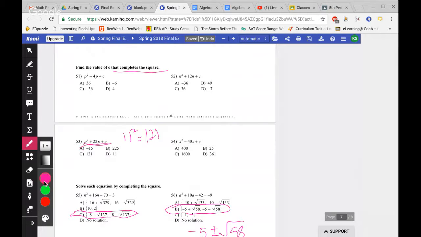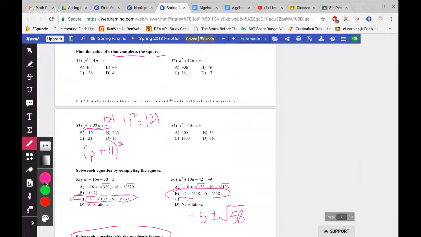The whole reason that you're doing that is now I have p squared plus 22p plus 121. So I have made a perfect square binomial by doing that. That's what half it, square it, add it does. Does that make sense to you guys? That's the whole point of completing the square, which is essentially important for the rest of these.